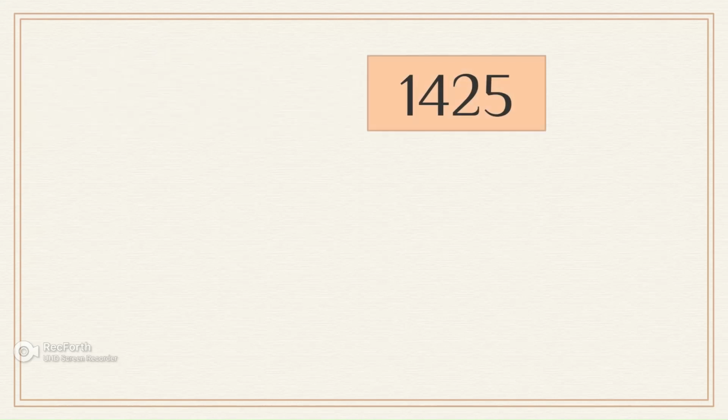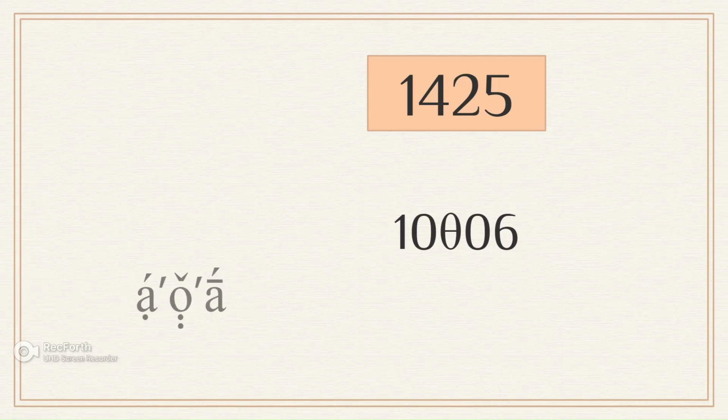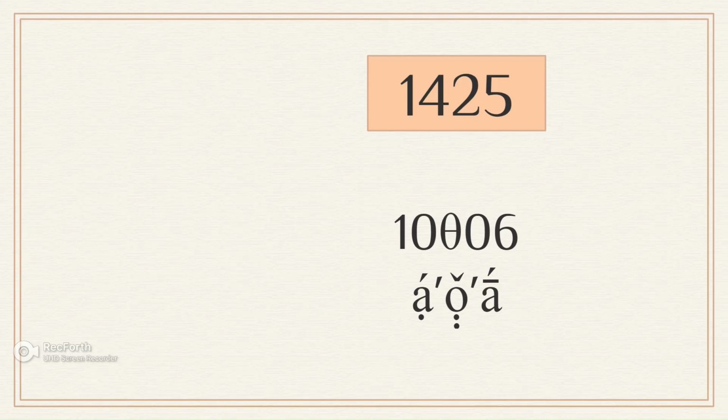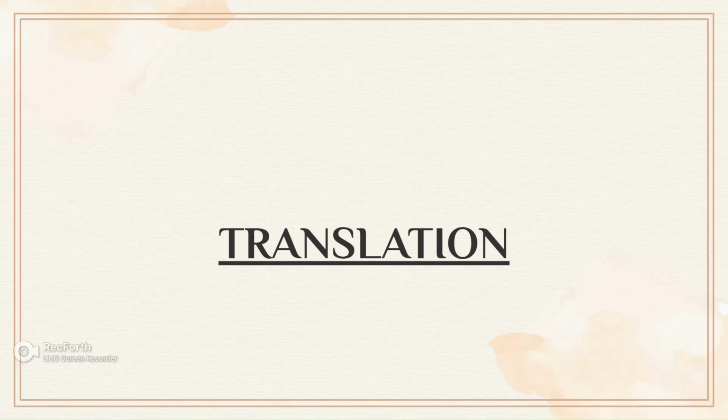So here's an example number, 1425, which would be 10,000 theta 106 in the base 11 times 3 numbering system, which would be pronounced as this in Bab. My pronunciation is not very good. I do beg your pardon.